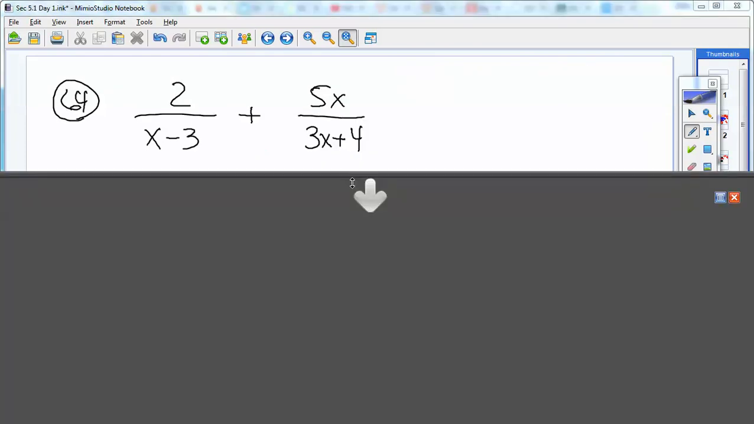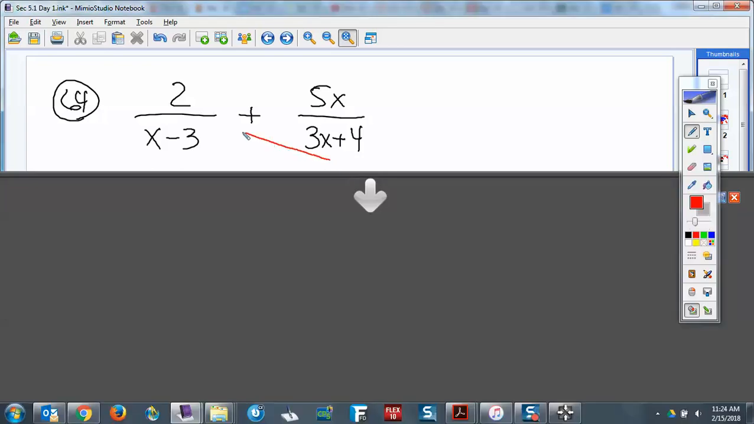Okay, so 64 is a little trickier to get a common denominator. This is where the bow tie could come in here. Okay, so let's review the bow tie. The bow tie was when we wanted to add or subtract fractions, get a common denominator. We start down here and go up this way. So we take the 3x plus 4 times the 2. That would give us 6x plus 8.